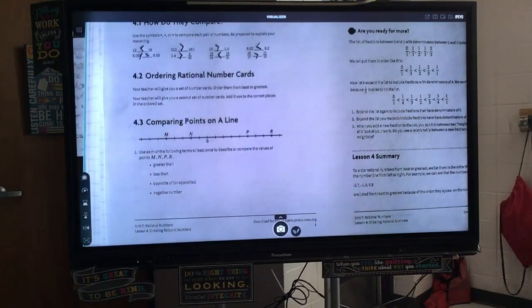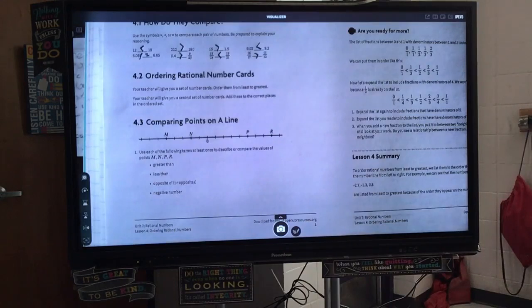All right, so we are going to go ahead and move on to 4.3, comparing points on a number line. It says use the following terms at least once to describe or compare the values of points M, N, P, and R. So we're looking at greater than, less than, opposite of, which we typically haven't talked about. Opposites are, like if it's 1, the opposite of 1 is -1. So it's just the positive and negative of that number. And then obviously we know what a negative number is.